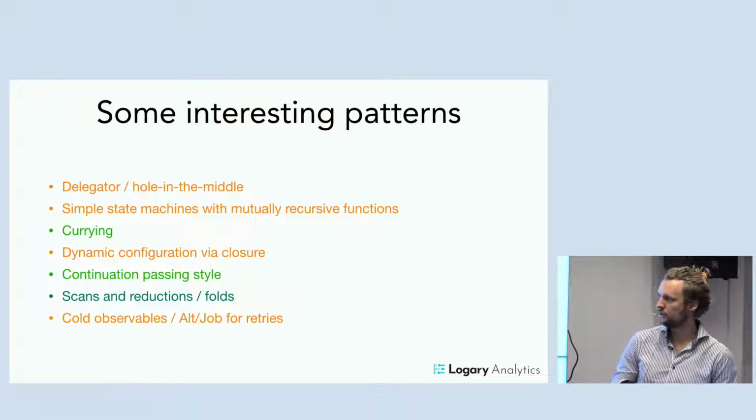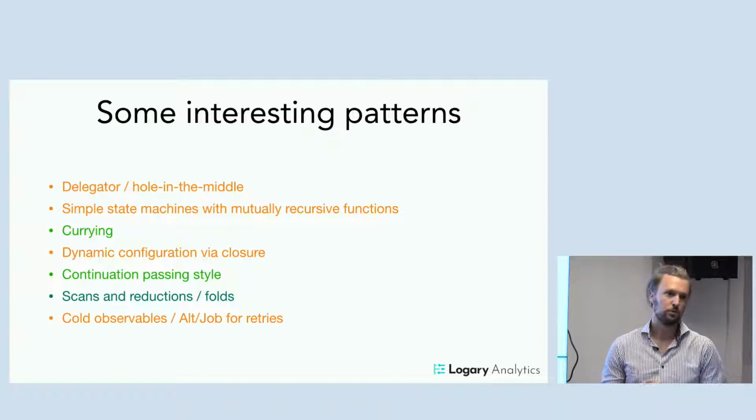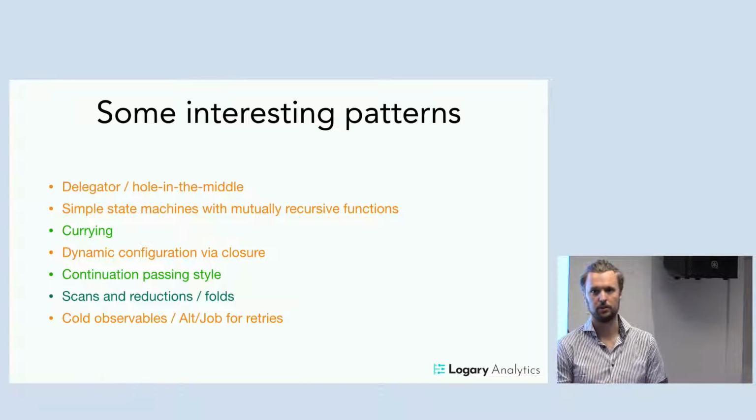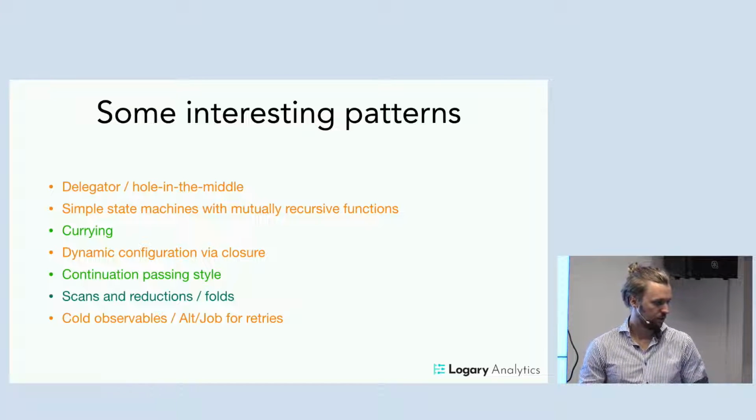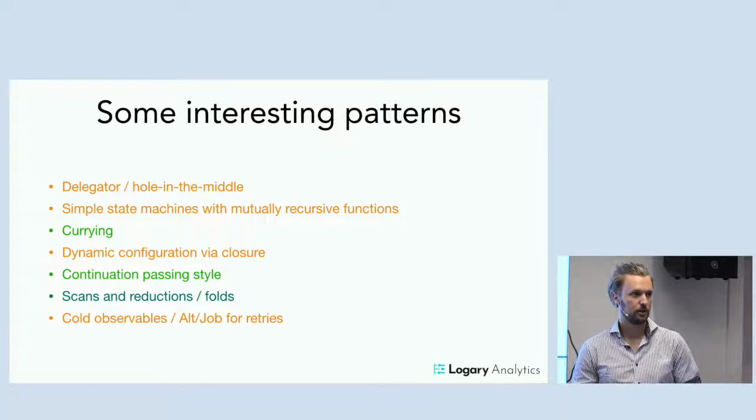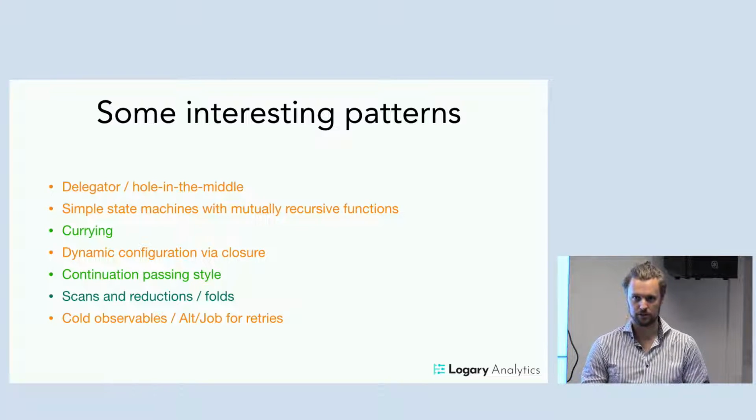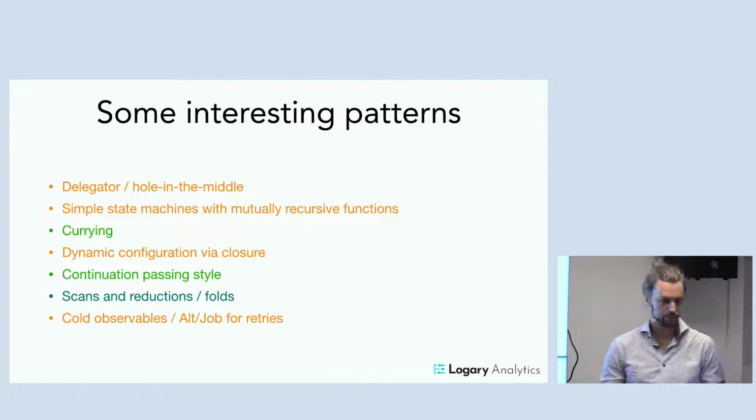You have the delegator pattern, for example. Of course, when you look at design patterns, you have the original Gang of Four book. But it's very old now and is very much geared towards object orientation. In functional programming, you often have this hole in the middle, which we'll dive deeper into. There is one called state machine. State machine in object-oriented programming is modeled using a lot of classes. But in functional programming, you can actually do it quite nicely with mutual recursive functions. I'm going to show an example of that.